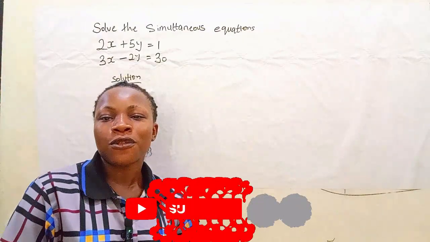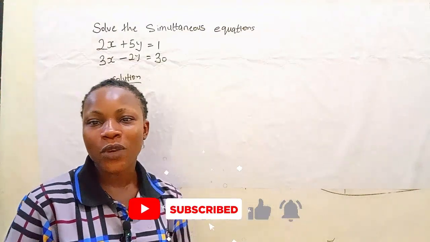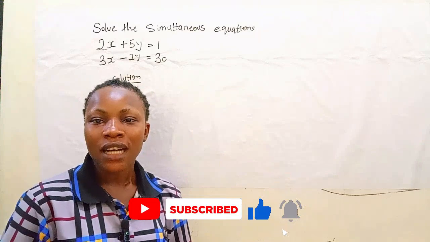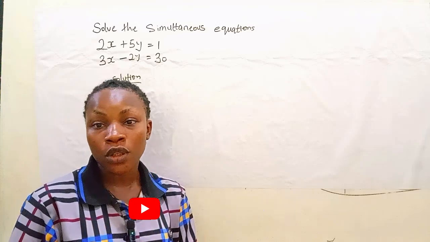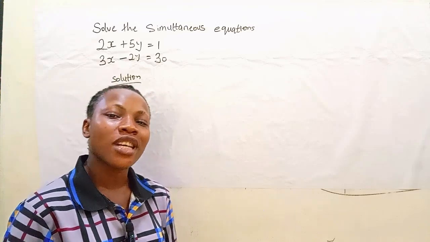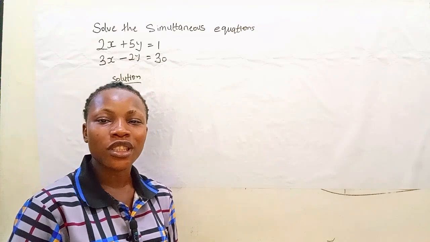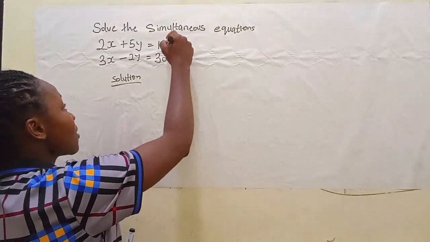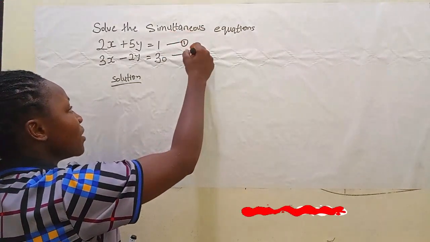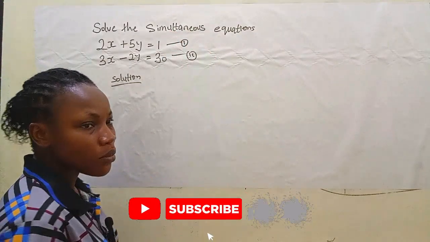Alright, I want you all to follow me as we solve this question on the board. The method we are using is the elimination method. So the first thing we have to do here is to name our equations, equation 1 and equation 2. So this is our equation 1, while this is our equation 2.